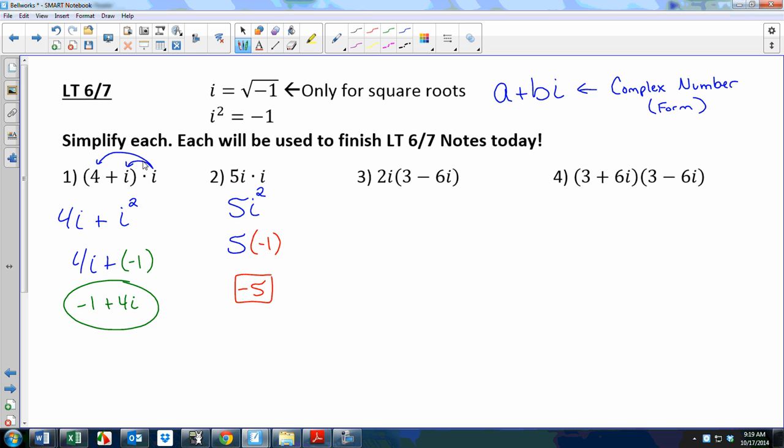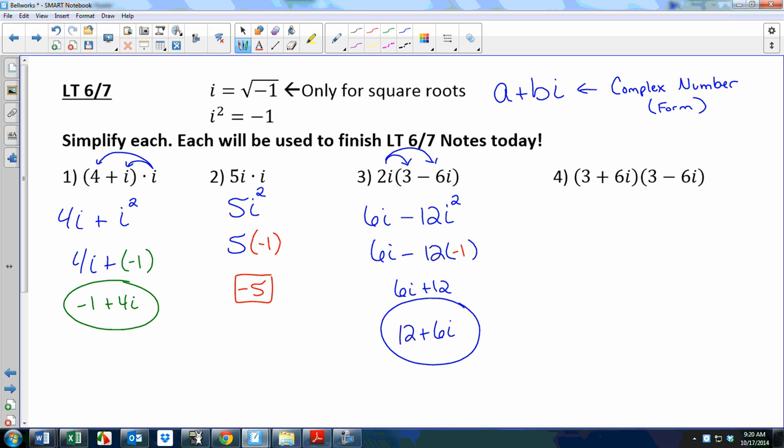Number 3, distribute 2i times 3 and 2i times -6i. So 6i minus 2 times 6, minus 12i squared. Again, the i squared turns into -1, making this 6i plus 12, or in the complex order, 12 plus 6i.